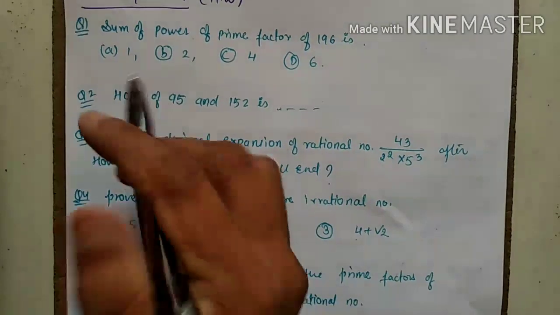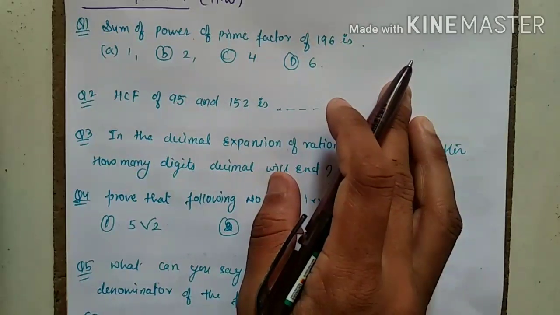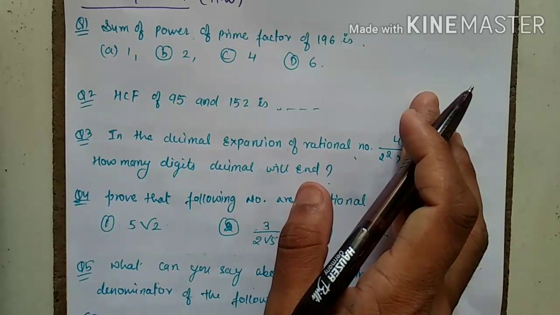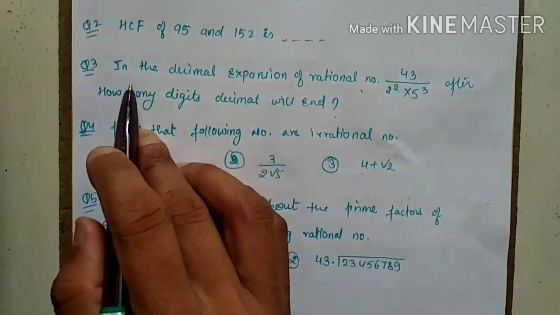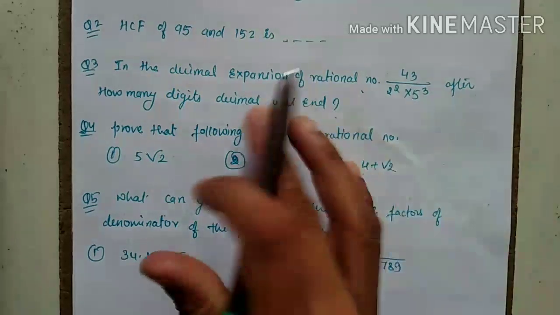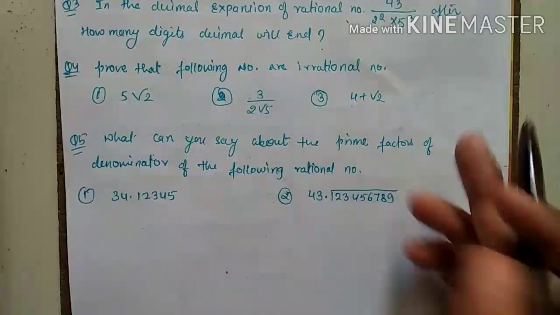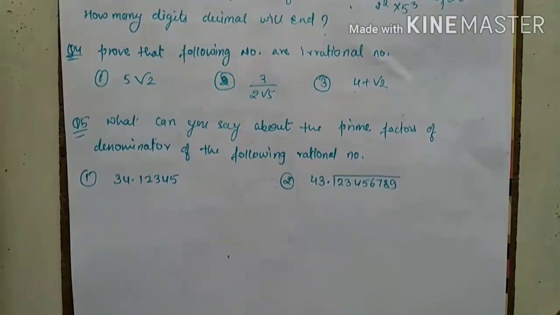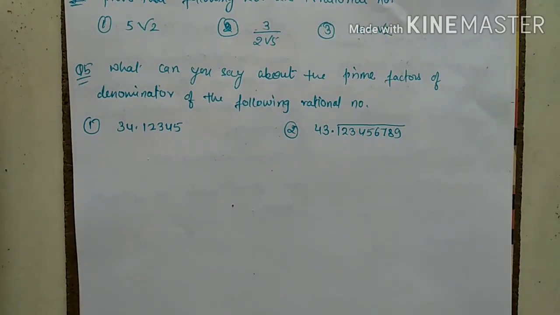These are some questions I have. See, the sum of the powers of the prime factors of 196. You have to find the prime factors and the sum of them. Okay, you have to say the answer. HCF you have to find. Then in the decimal expansion of a rational number you have to say what it is. Prove that the following are irrational; we have done this in the exercise before. What can you say about the prime factors of the denominator in the following rational numbers? These are some questions I am giving you as homework. Try it, and the chapter is over. I am writing here the end.